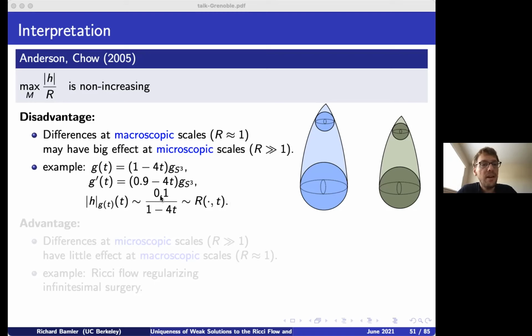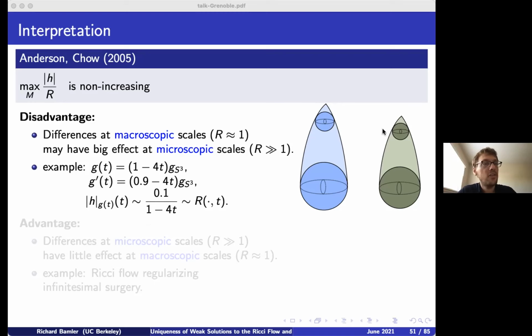So this goes to infinity at the singular time, which makes sense, because if we're making the sphere a little smaller, then the singularity occurs a little earlier. So we should expect that the difference between these two metrics should be enormous at this time. And this is comparable to the scalar curvature, and all this estimate is saying is that if we divide by the scalar curvature, this term is non-increasing.